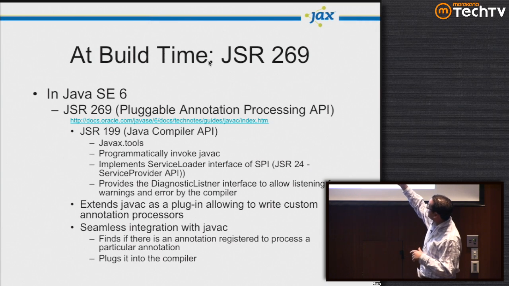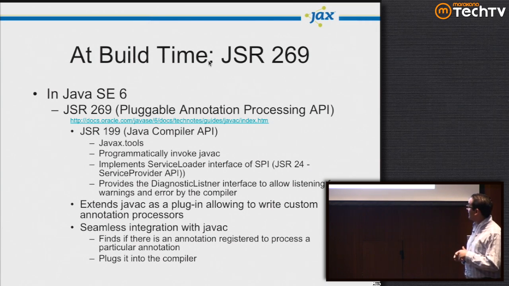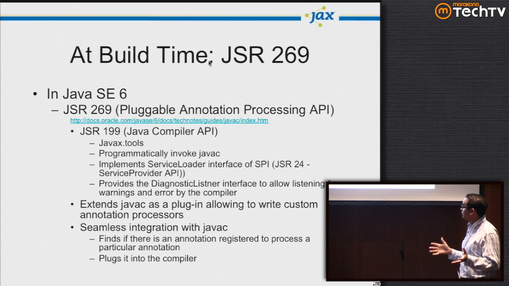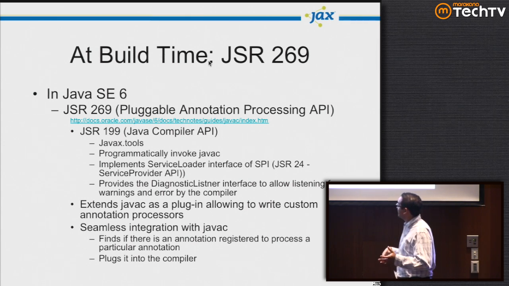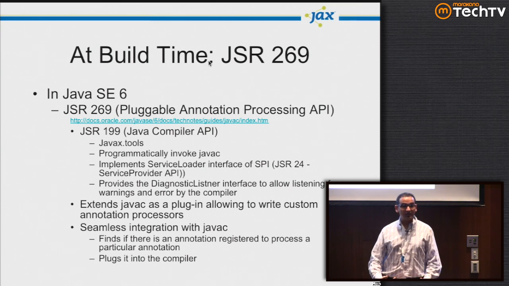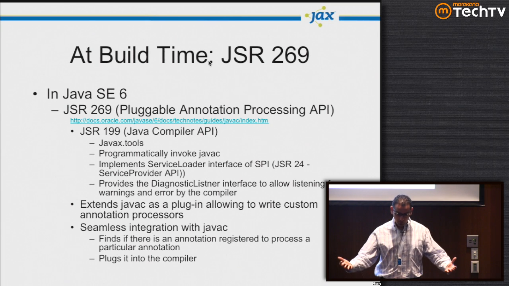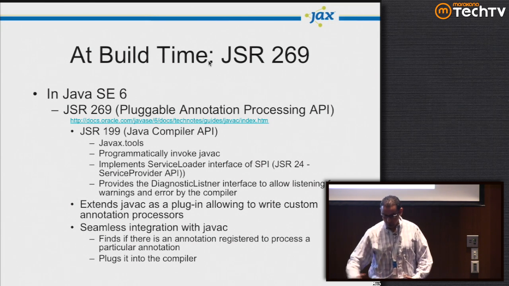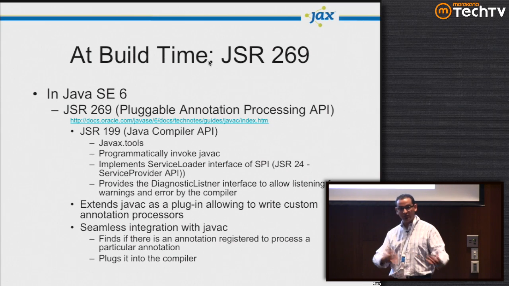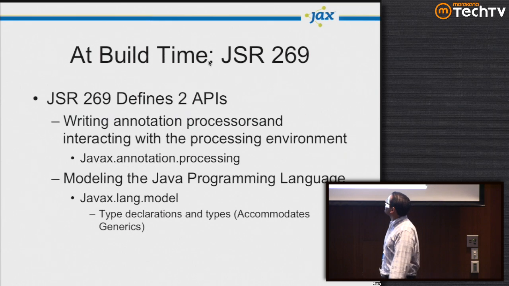JSR 269 extends javac as a plugin and allows us to write custom annotation processors. This is great because it provides seamless integration with javac. All javac does is start, find whether there is an annotation processor registered to process a particular annotation, and then plug it into the compiler itself. It goes, I'm looking for @CodeReview, and every time it compiles the classes or goes through your source code, it finds @CodeReview and processes it in a certain way.